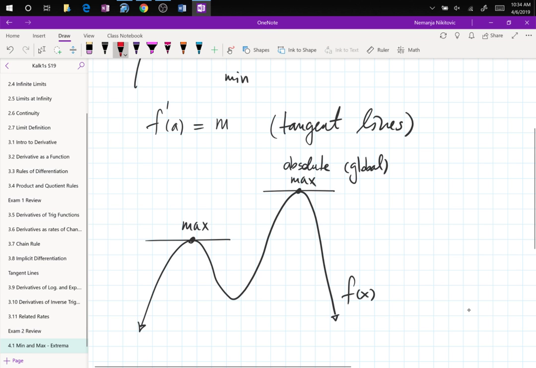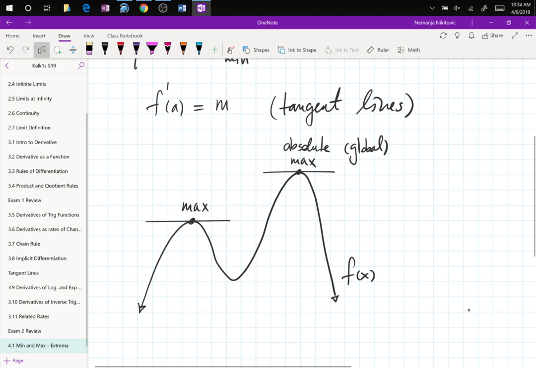We'll talk about that. And then you have the other one, which is called relative, also known as local max. So you have relative max and absolute max, or you can use the words local and global.